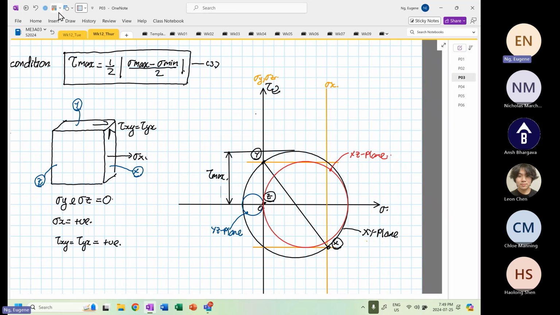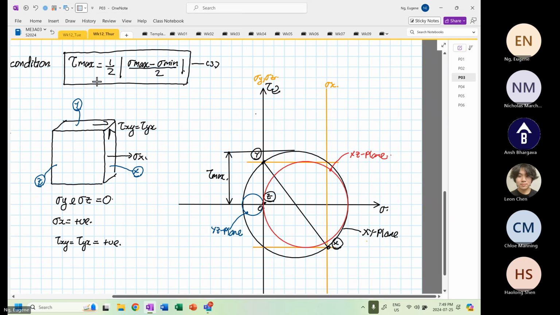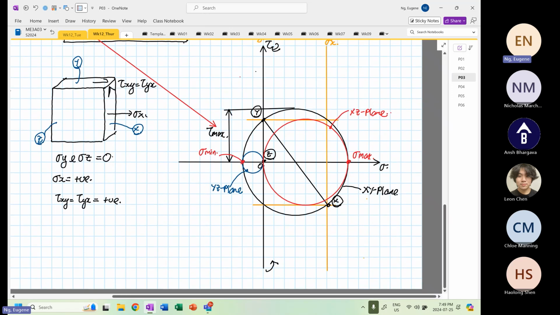And because it's the biggest circle, we also know that this tau max is this tau max over here, right? So to label this, right, this will be our stress max. Over here, this will be our stress mean. Okay. And then how to determine our stress max and stress mean? Okay, so we are going to formulate it.